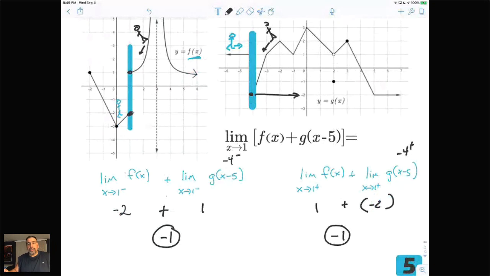And now we check to see if the overall limit exists. The overall limit will always exist if the limit from the left is equal to the limit from the right. In this case, they're both equal to -1. That means our overall limit has the same value of -1.